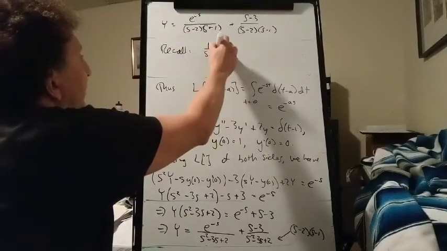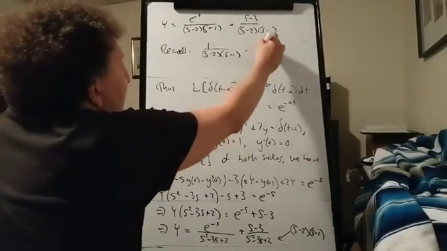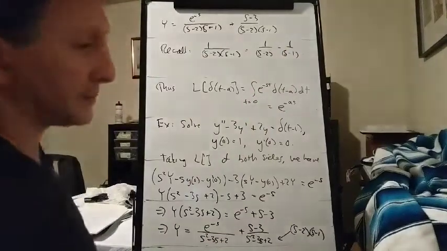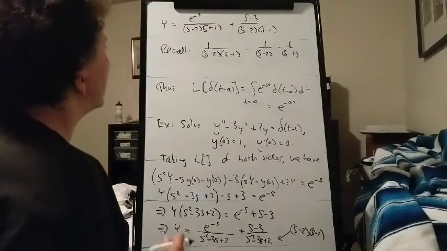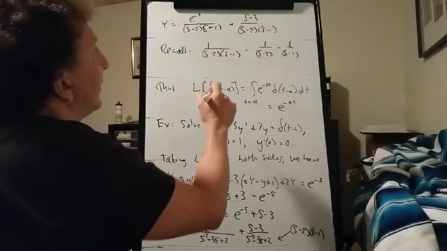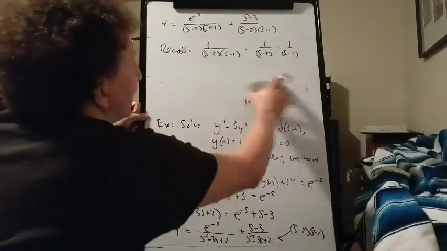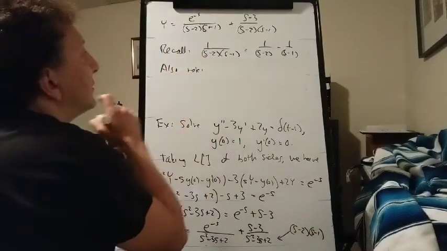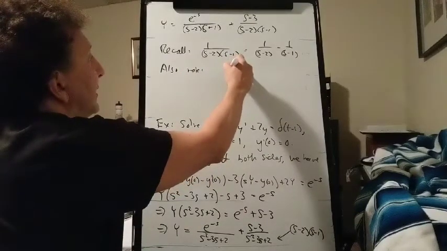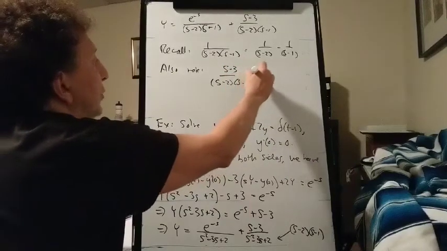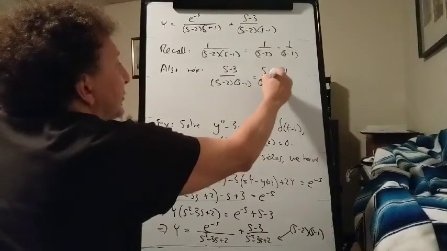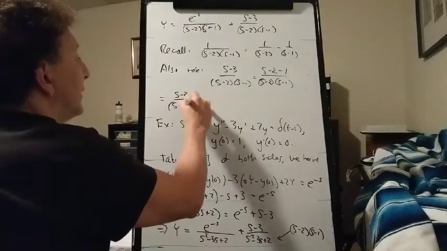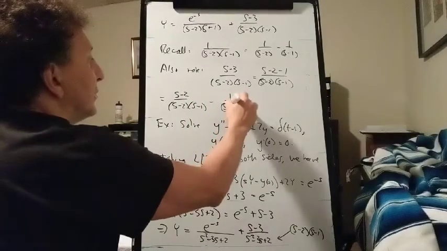And recall that 1 over s minus 2, s minus 1 is just 1 over s minus 2 minus 1 over s minus 1. So that's what's next to e to the s. And then s minus 3 over that, well, s minus 3 is really close to s minus 2. So instead of using partial fractions, I think I'm going to sort of fake it and write s minus 3 over s minus 2, s minus 1 equals s minus 2 minus 1 over s minus 2, s minus 1, which is s minus 2 over s minus 2, s minus 1, minus 1 over s minus 2, s minus 1.